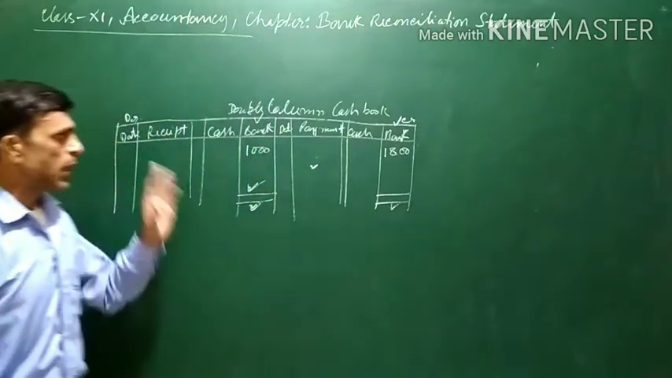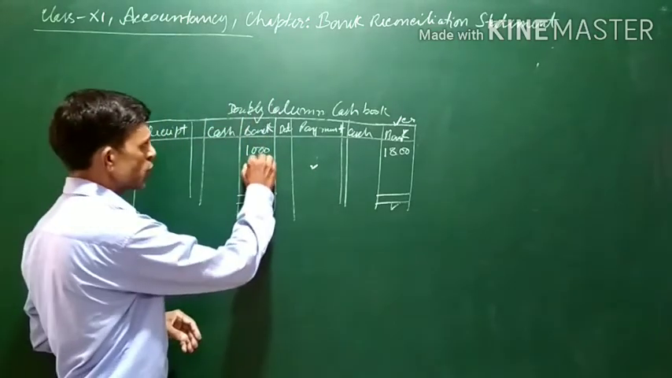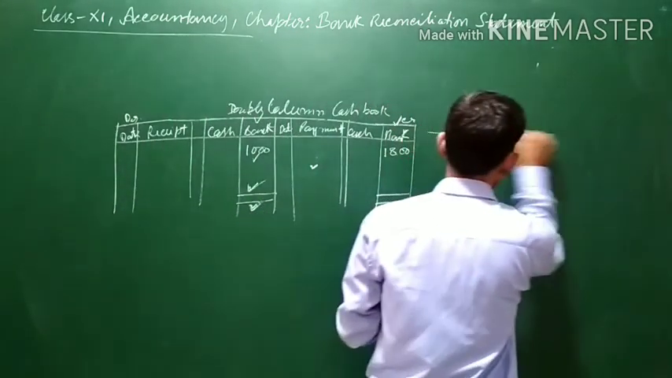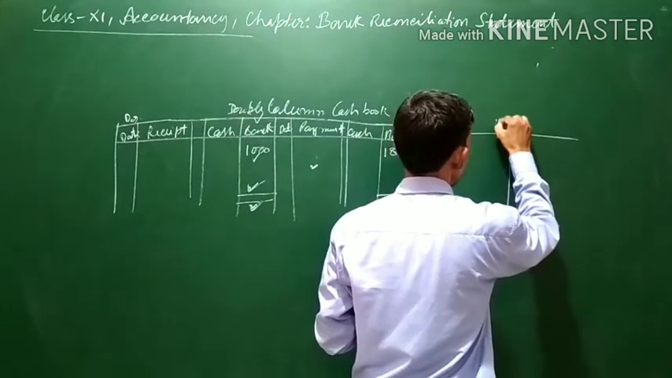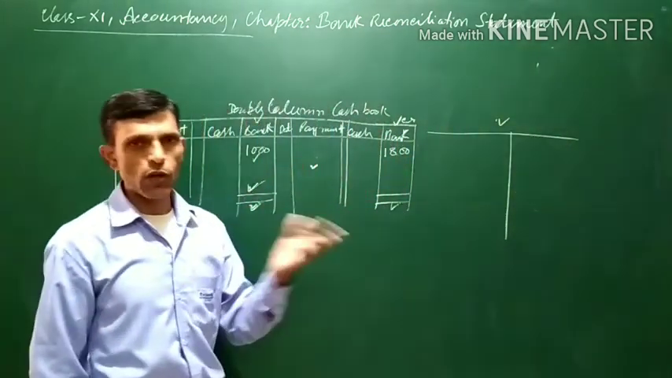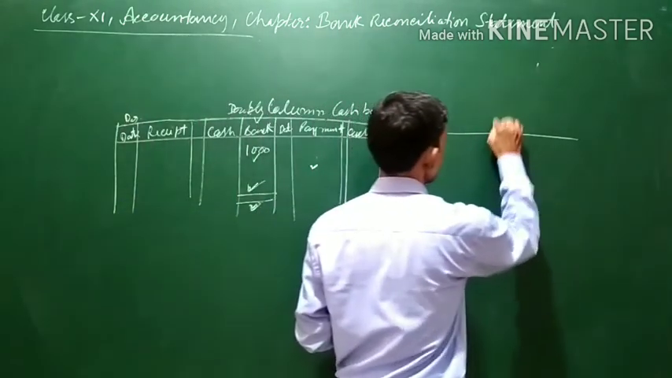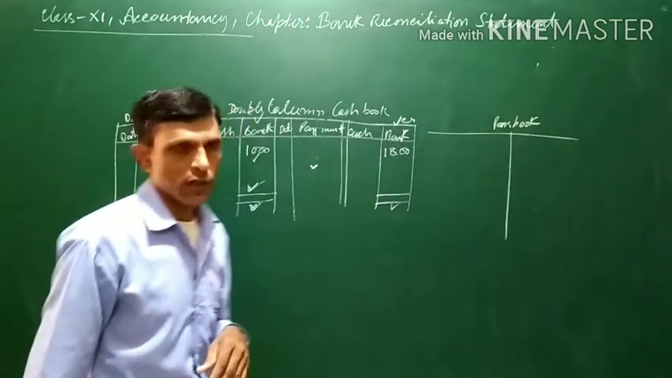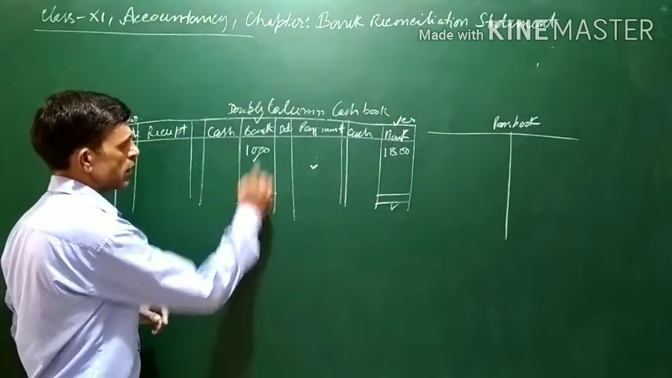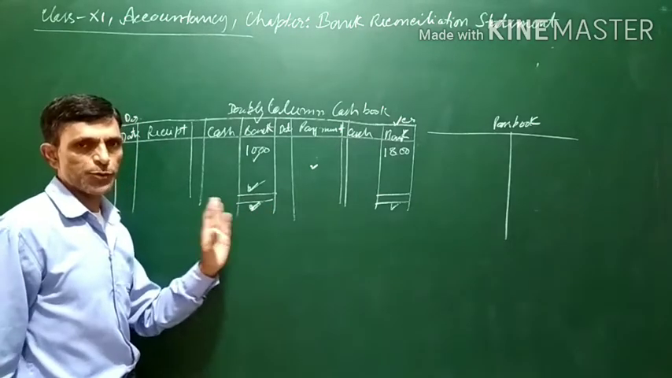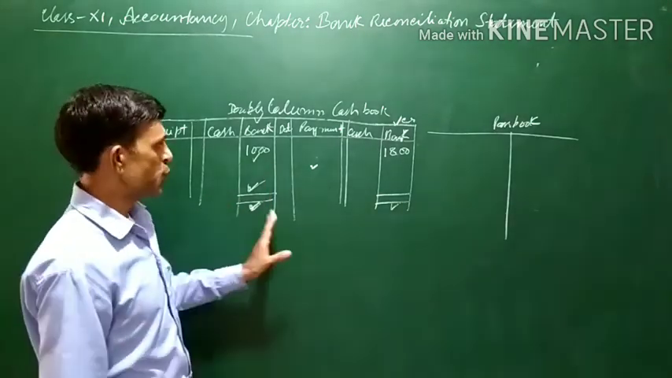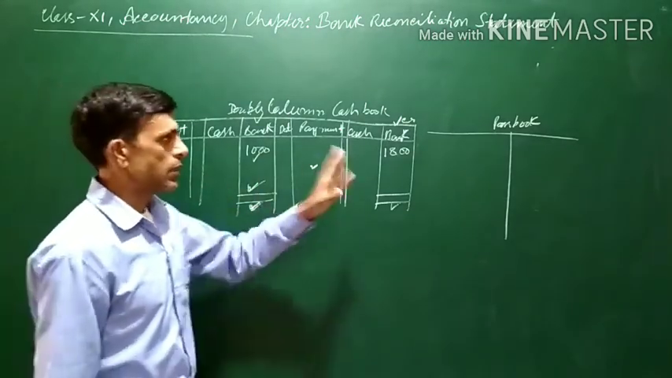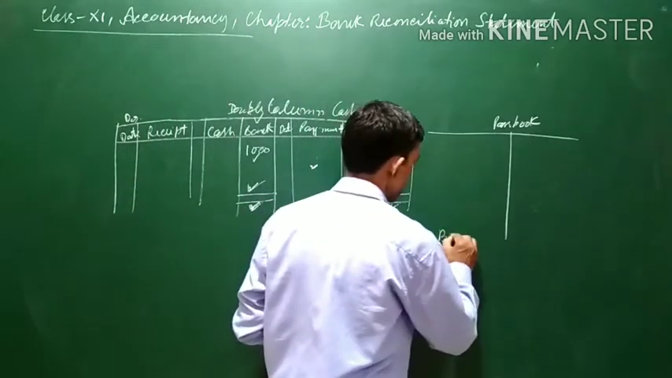Suppose we are going to deposit a cheque of rupees 1000 in the bank. We will have an account in the bank, and the bank will also have an account. It is also known as passbook. The record which we make is in the cash book. The cash book is maintained by the cashier or the accountant, by the people of the firm. And the entry in the passbook is made by the bank only.